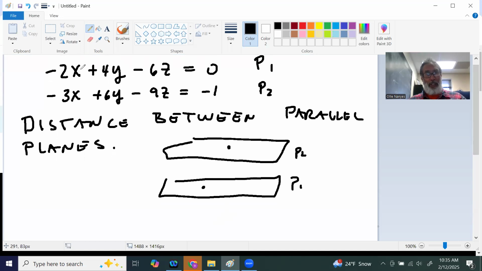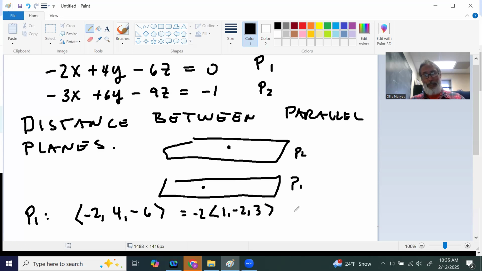So for this plane P1, let's look at its normal. Its normal, of course, is -2, 4, -6. And let's make this a little easier. Let's divide out by -2, and we'll get 1, -2, 3. And we'll use this as our normal.